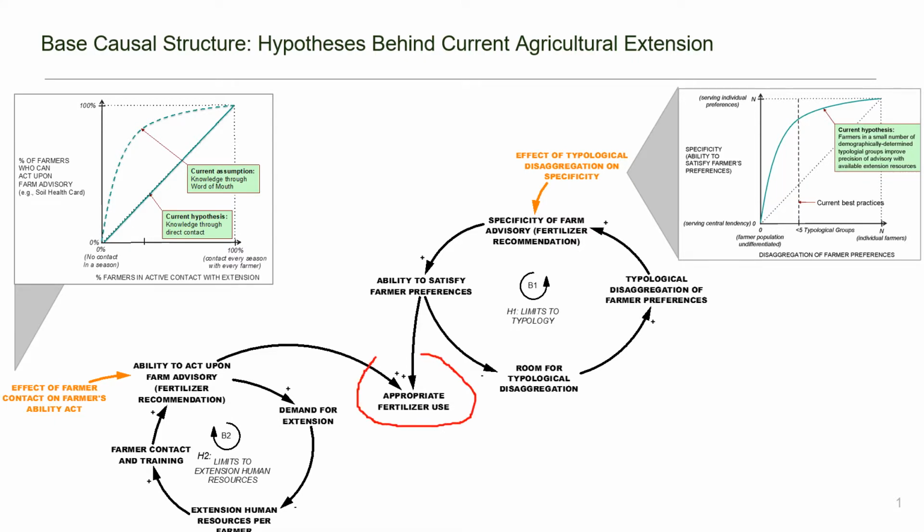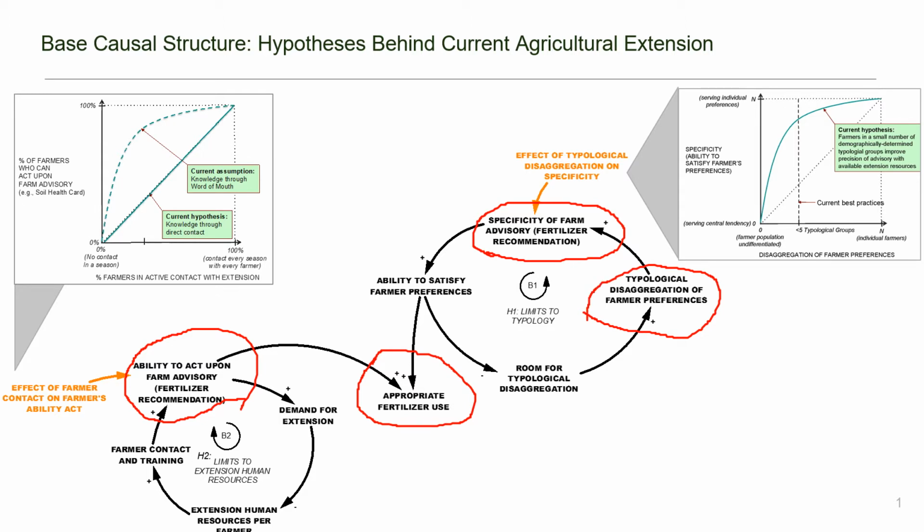The appropriate use of fertilizer by a farmer typically depends upon two factors. The first one is how specific is the advisory to the farmer's situation. And second is how capable is the farmer of acting upon what is being advised. From these two stem the two fundamental hypotheses used by the agricultural extension. The first one is that if you can divide a farming community into appropriate typological clusters, such as based on their land holding, their education, and so on, the specificity of the farm advisory goes up, and therefore its ability to satisfy farmers' preferences goes up.